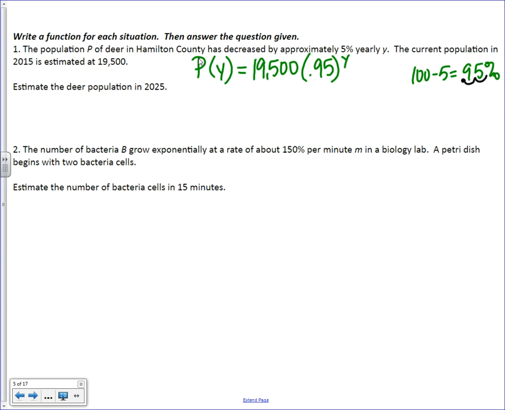All right, so now I got to answer a question. It says, estimate the deer population in 2025. Folks, what year did this population begin in? Does everybody see how this says 2015? So how many years went by? 10 years. Where do you think I'm going to put the 10? In for the Y, because isn't Y for years? So we're going to plug in 19,500 times 0.95 to the 10th power. And then your calculator is going to do the hard work for you.